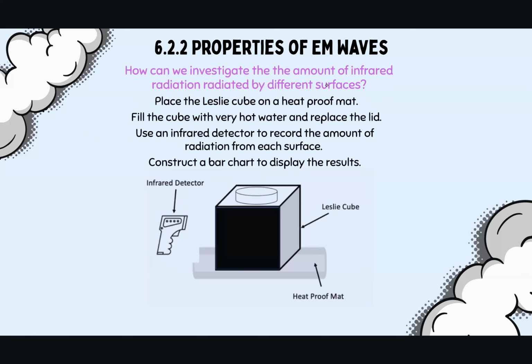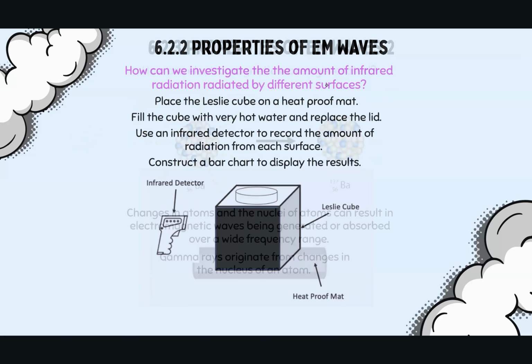So how can we investigate the amount of infrared radiation radiated by different surfaces? You place the Leslie cube on a heat-proof mat, fill the cube with very hot water, and replace the lid, so it acts as an insulator and does not allow the heat energy to escape. Use an infrared detector to record the amount of radiation from each surface, and then construct a bar chart to display the results.